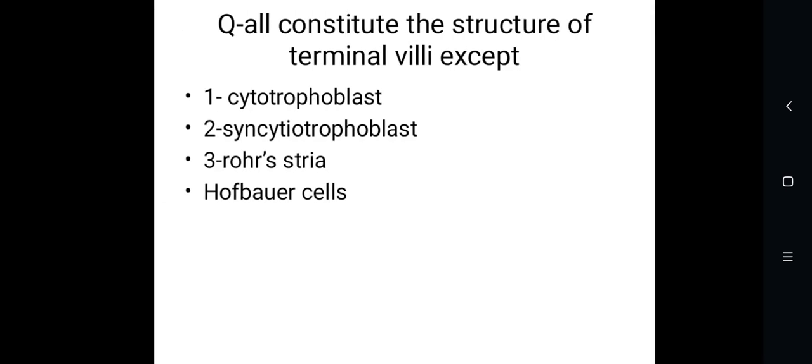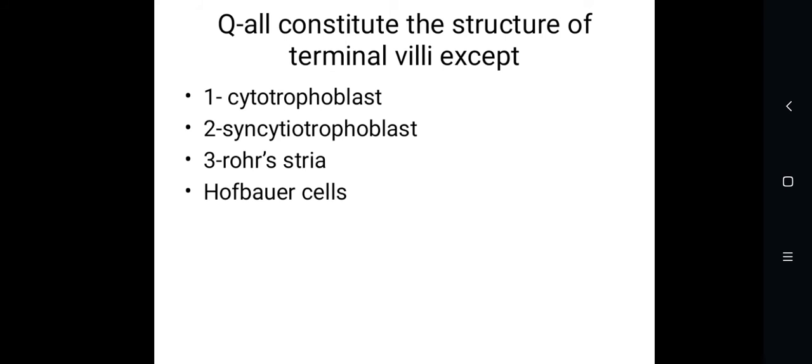All constitute the structure of terminal villi except. Let us see what is the structure of terminal villi. Cytotrophoblast, yes, it is present. The outermost layer is the syncytiotrophoblast. Then after syncytiotrophoblast there is cytotrophoblast. Then is the basement membrane. Then is the stroma and blood vessels, and in the stroma there are Hofbauer cells. Yes, they are also present, and Rohr's striae.